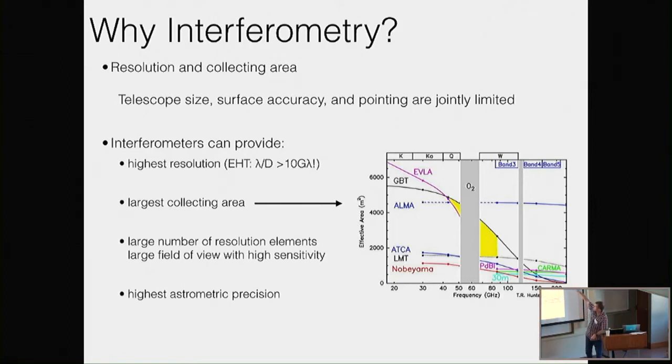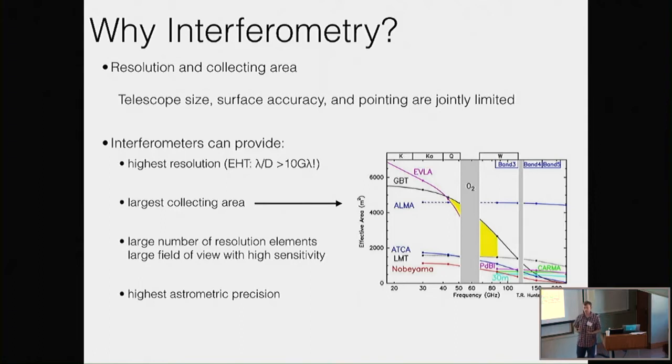ALMA, which was built yet later, exceeds, even though in pure geometric area, it's not bigger than the GBT, because you're building your ALMA out of a bunch of 12-meter dishes rather than one 100-meter dish, you can add up to much more effective collecting area over a much wider wavelength. You don't even really see the roll-off of the aperture efficiency. So interferometers can get us the sensitivity we want. They can get us the resolution we want.